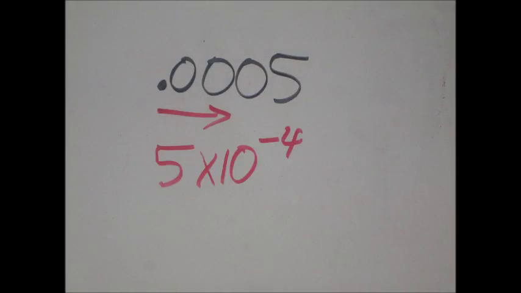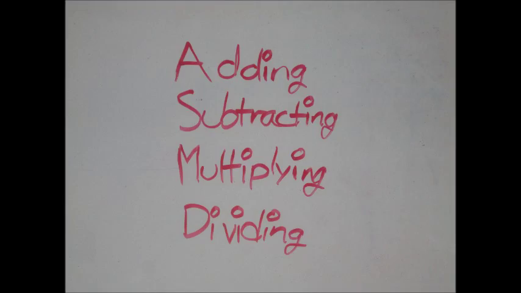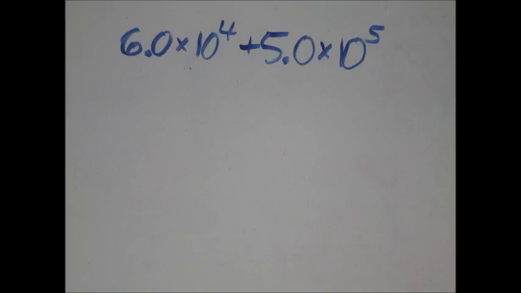the negative 4. An easy way to remember whether the exponent is negative or not is this. Larger numbers are positive, and smaller numbers are negative. Adding, subtracting, multiplying, and dividing. When adding in scientific notation, normally numbers have the same exponents, or exponents that are similar to one another. An example would be 6.0 times 10 to the 4th plus 5.0 times 10 to the 5th.